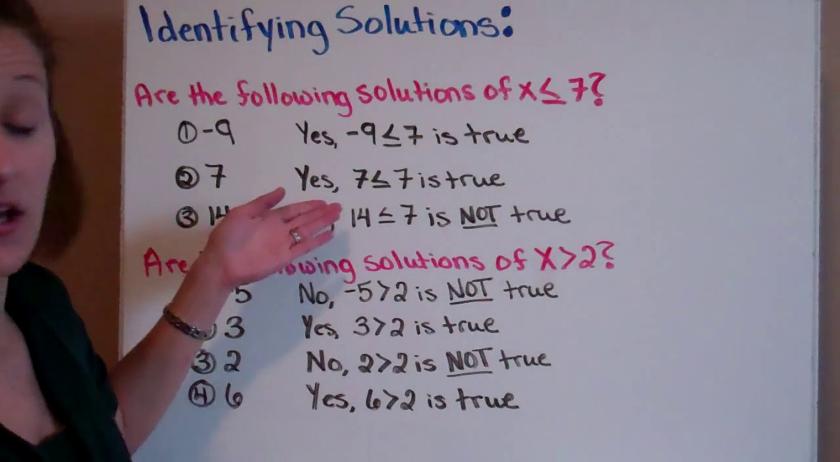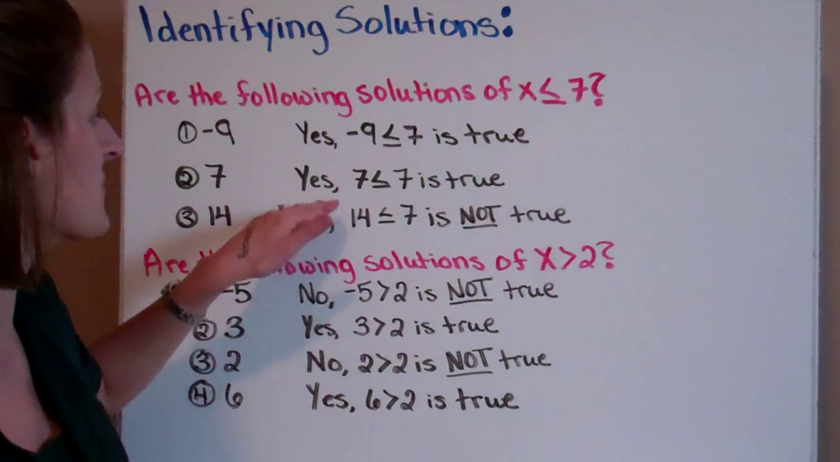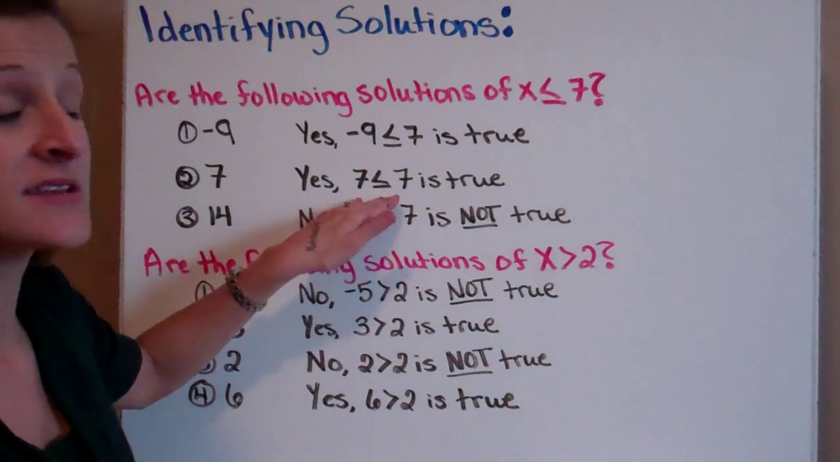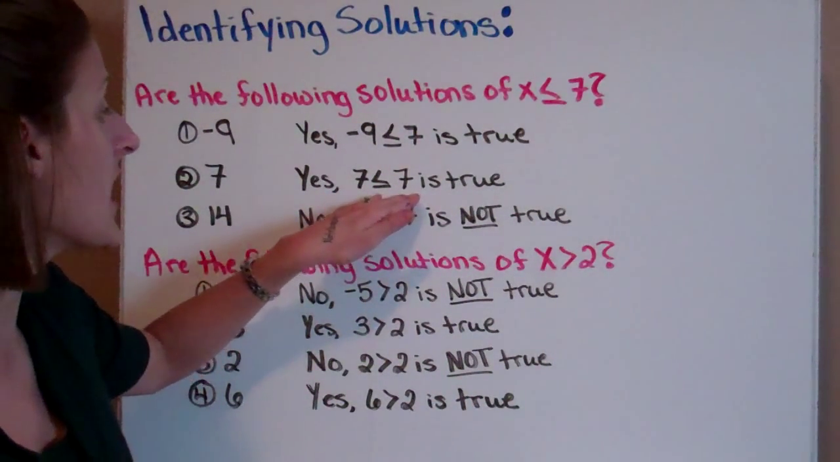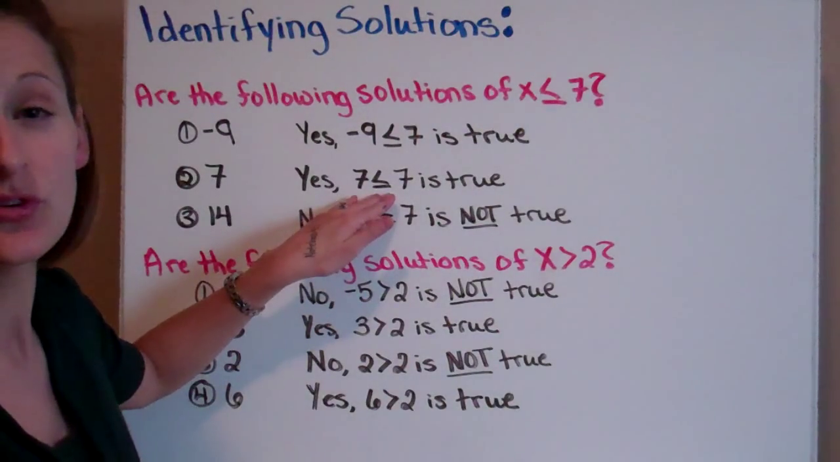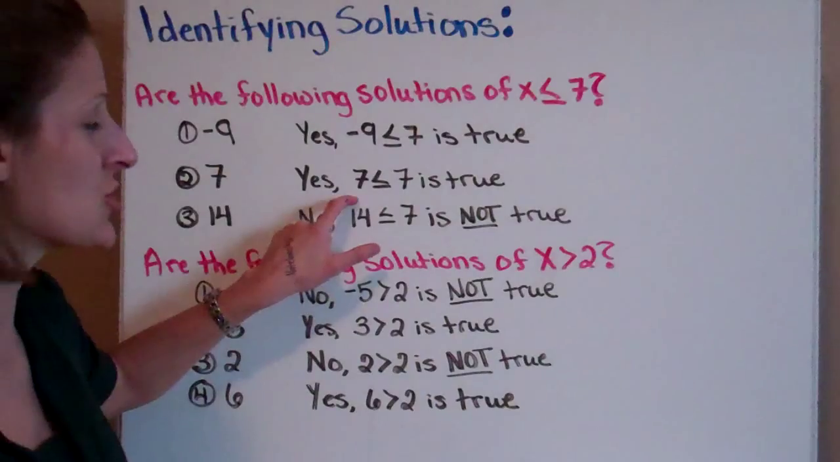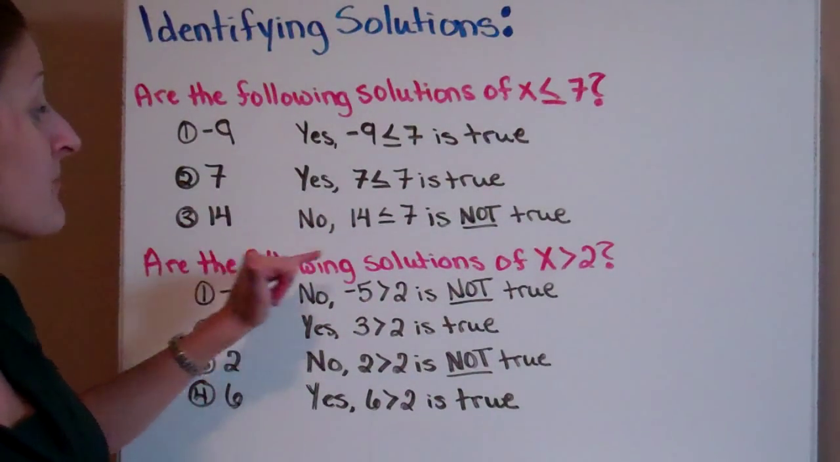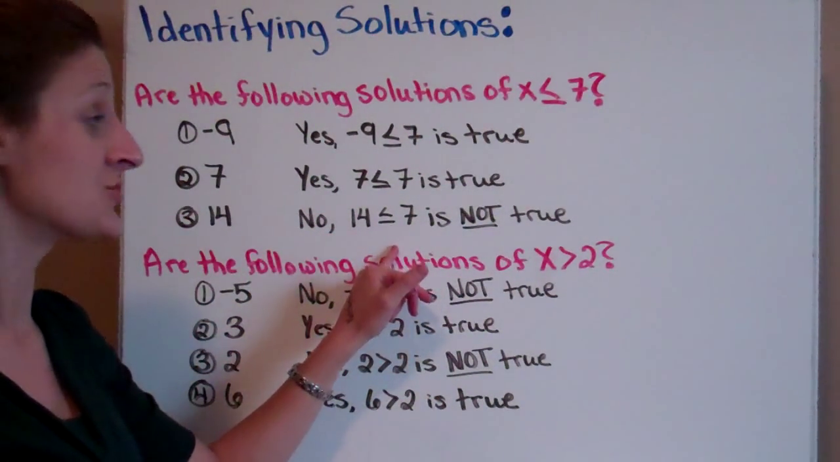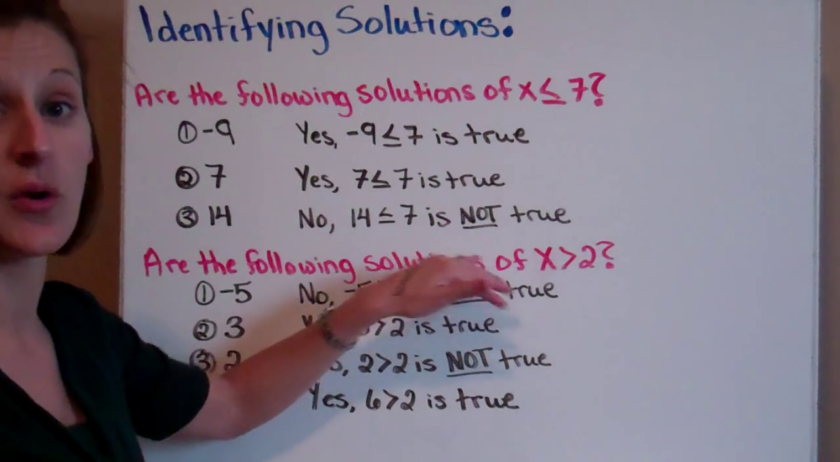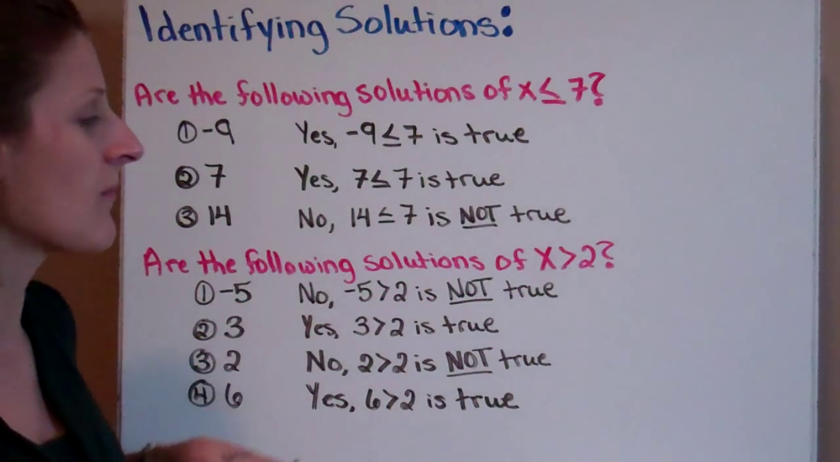7 is a true solution because 7 is less than or equal to 7. And since we have that or equal to, 7 can be a solution, so that is true. Now 14 is not less than or equal to 7. So this is not true, and this one is not a solution.